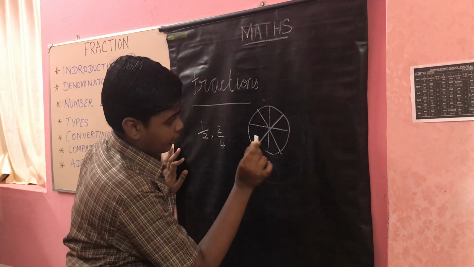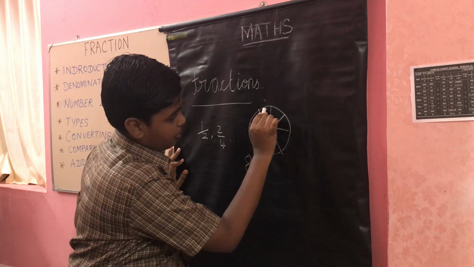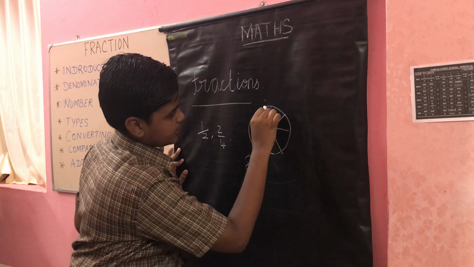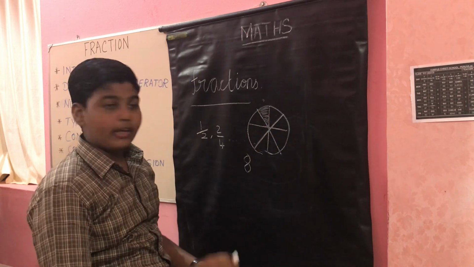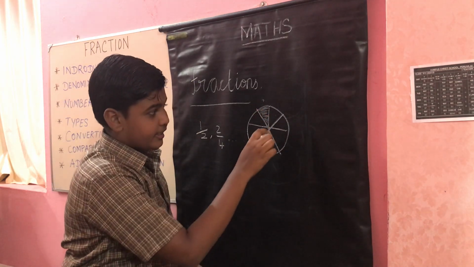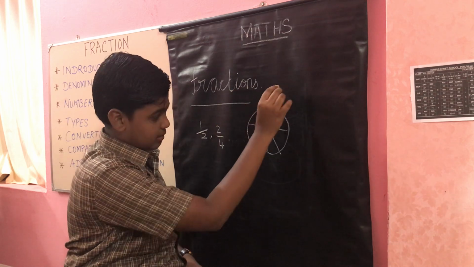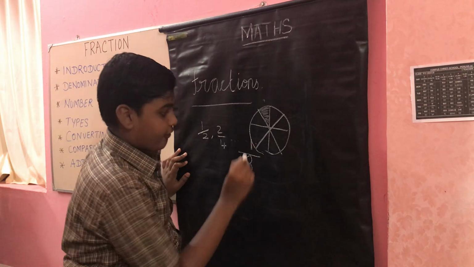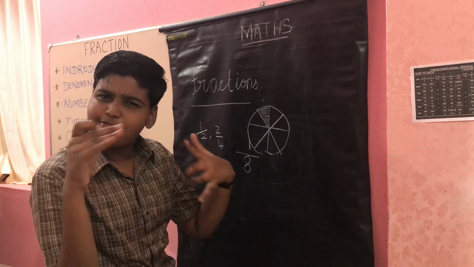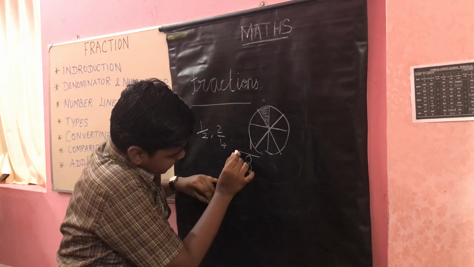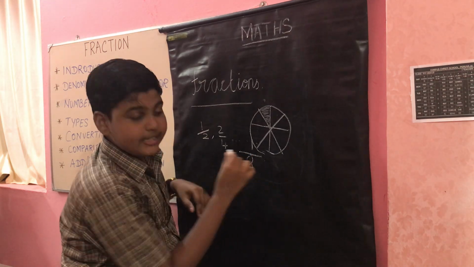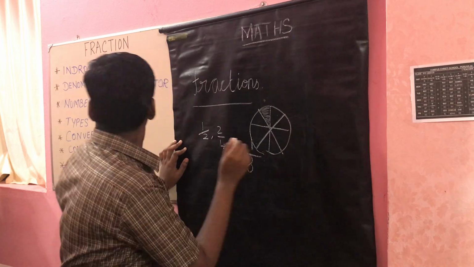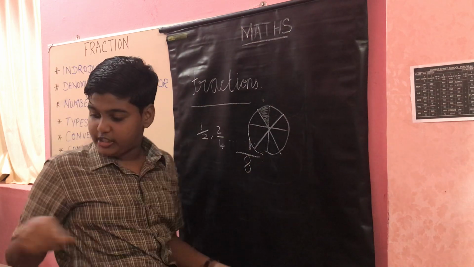Okay, now assume that I am going to shade a small bit of this pizza. Okay, this bit is shaded. Now the number of shaded bits, it can be one as well as many, will be written above the fractional line. So what's the fractional line? Can you see a line here? This is known as the fractional line. Okay, now I have introduced fractions.